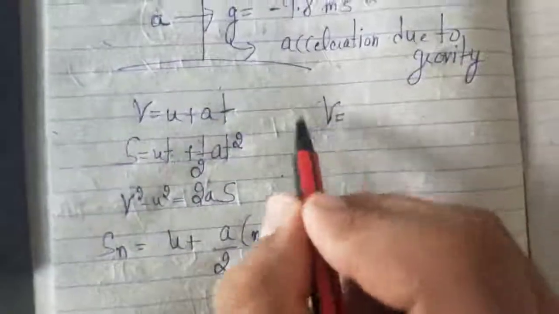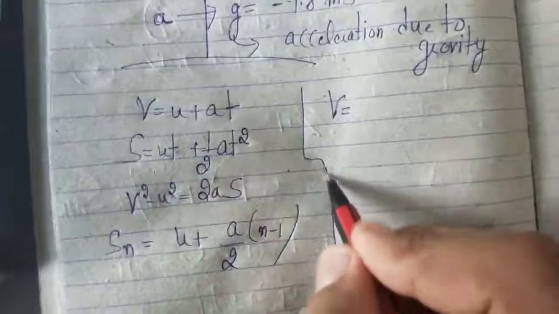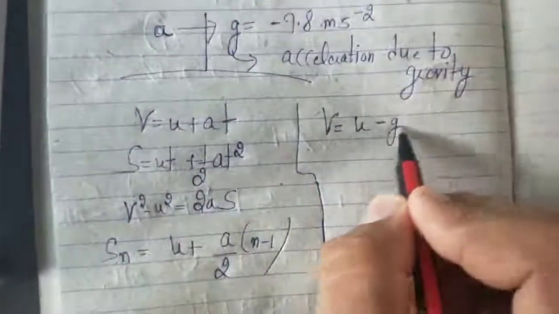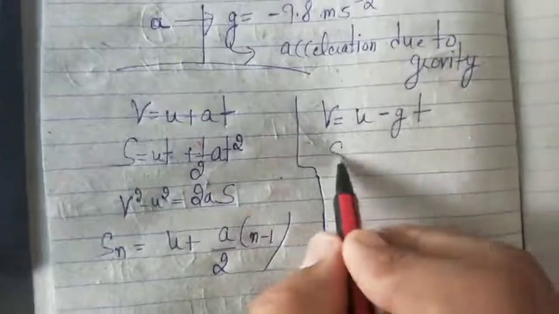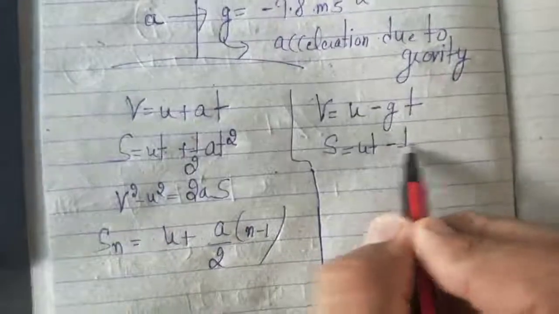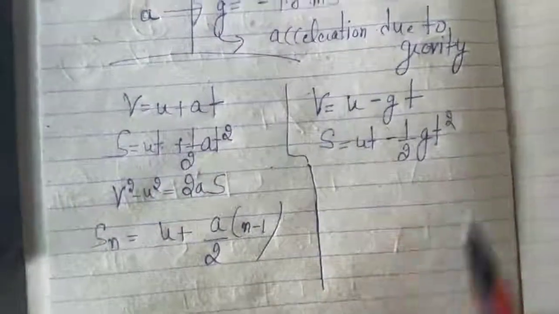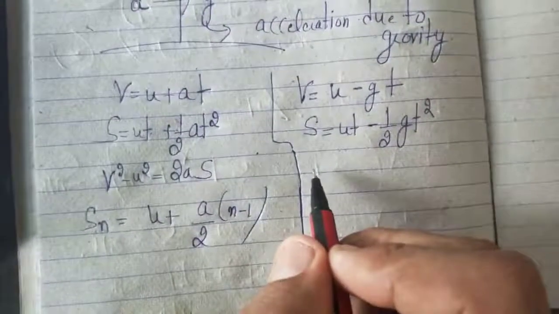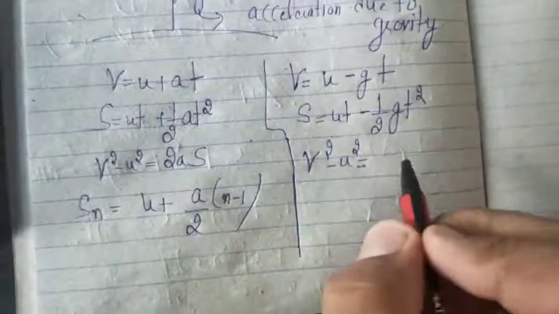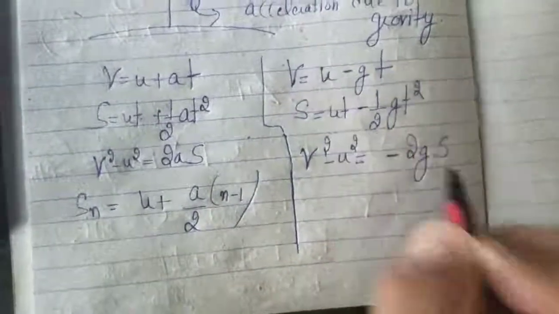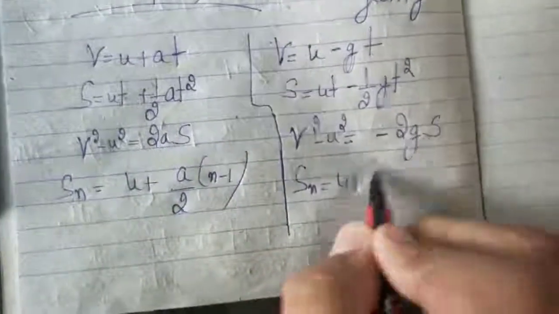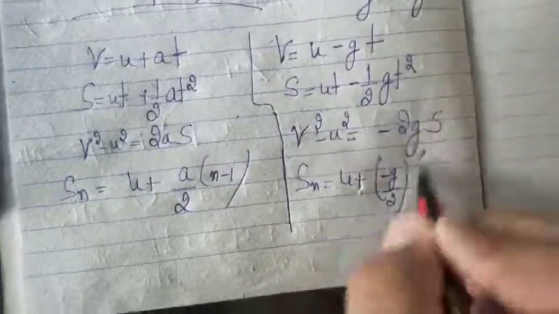Now in case of free falling condition, this equation reduces to v is equal to u minus g t, since it is not plus a now, it will be minus g. So s is equal to ut minus half g t square. The third equation will also get reduced: v square minus u square is equal to minus 2gs. And the s nth second distance is u minus g by 2 into 2n minus 1.